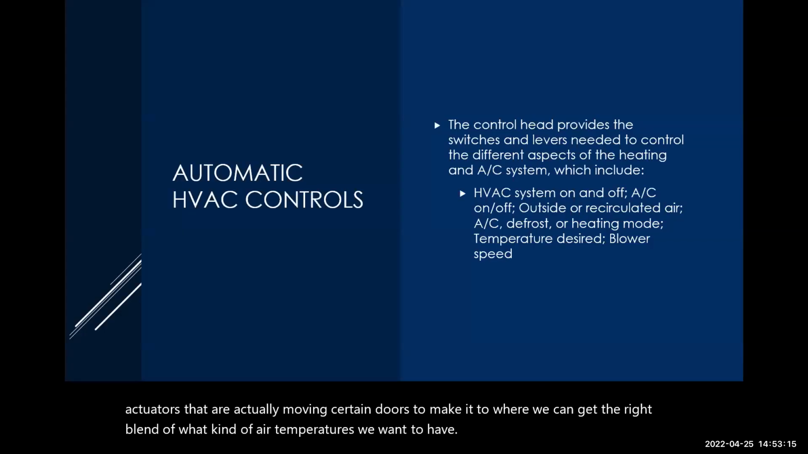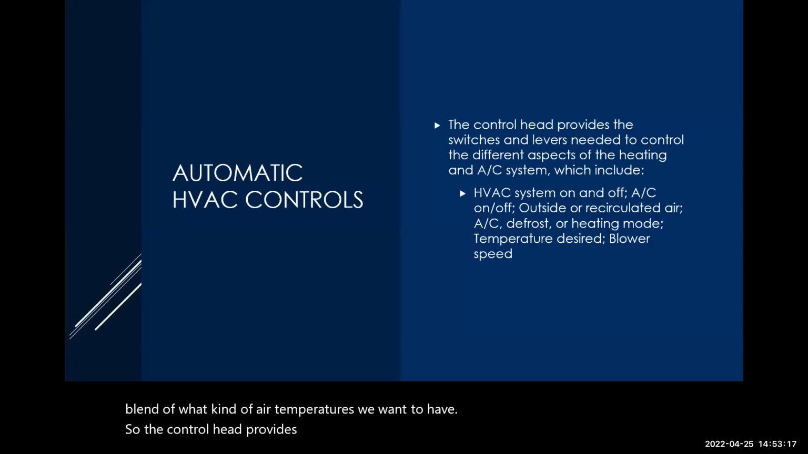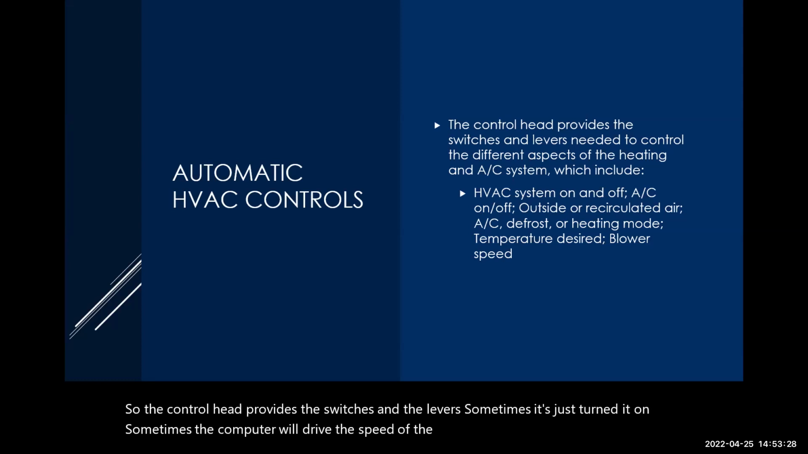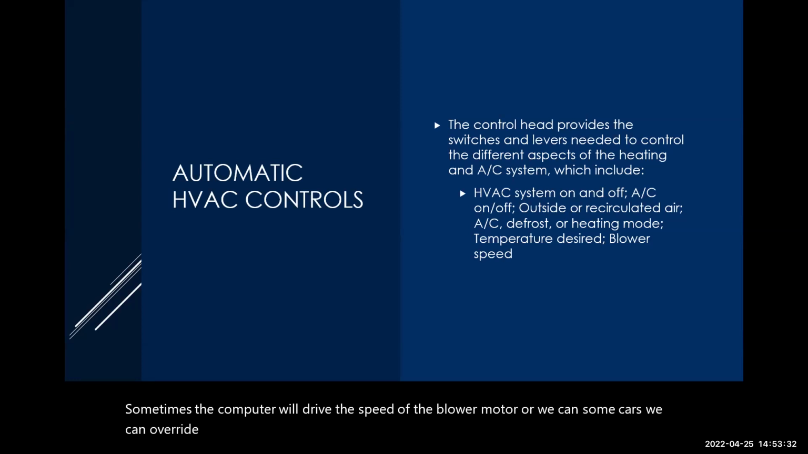So the control head provides the switches and the levers. Sometimes it's just turn it on. Sometimes the computer will drive the speed of the blower motor, or on some cars we can override that, or we can actually push a switch or move a dial or move a lever to make that happen.